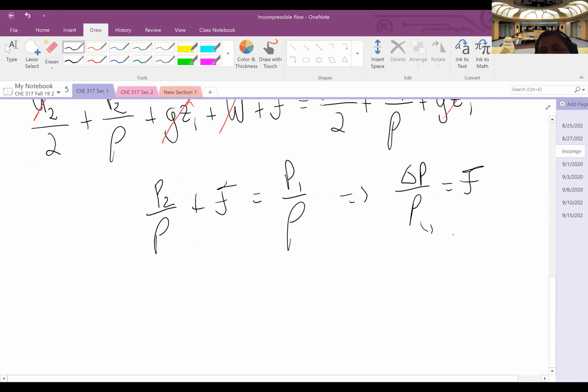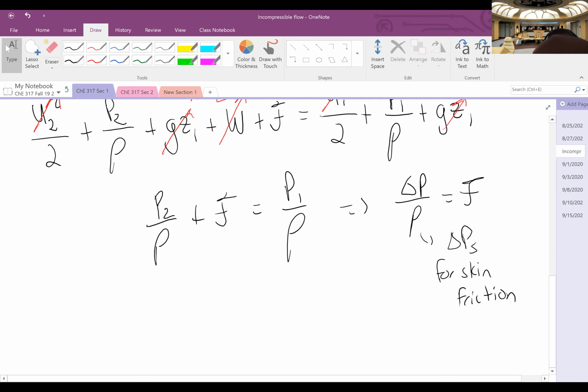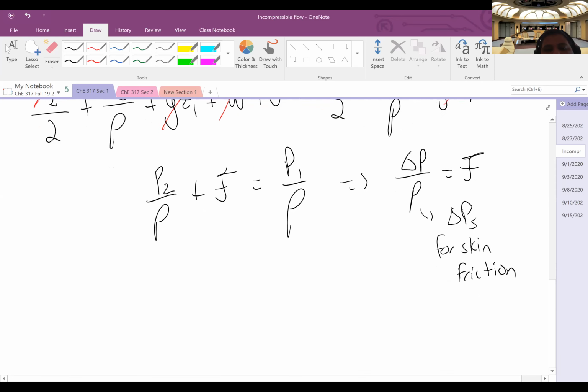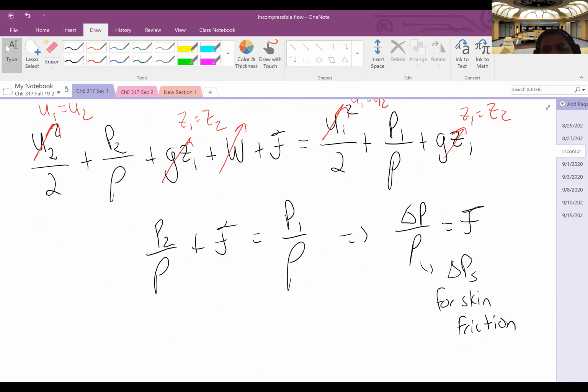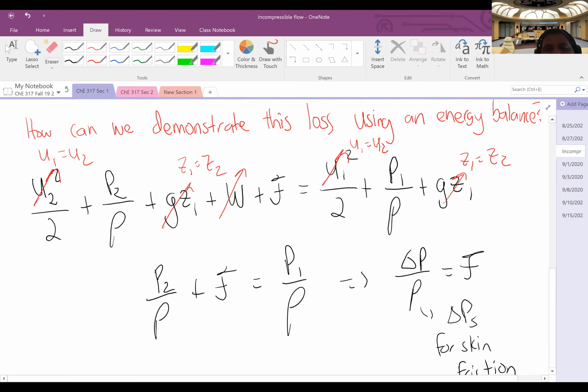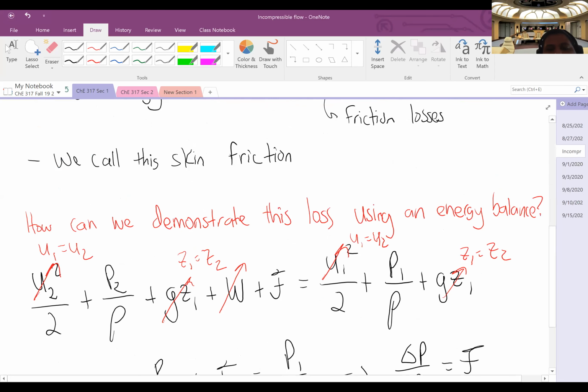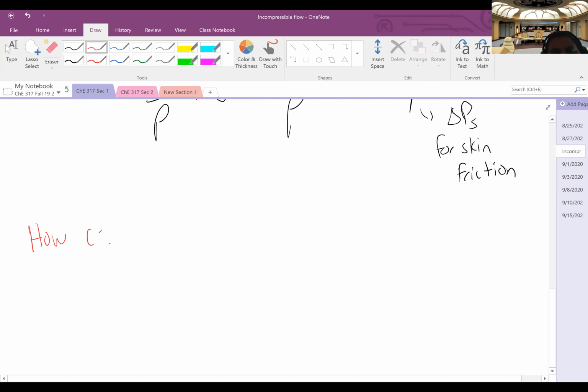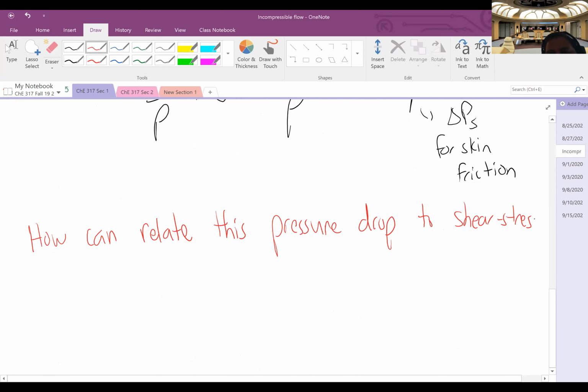And often at times we can call this delta PS for skin friction. Sometimes I write it like that, but it's quite rare. So, using the energy balance, I can illustrate how the pressure drop and friction are related when I have simple flow through a pipe. But the next question becomes, how can I relate this pressure drop to the shear stress which causes it?